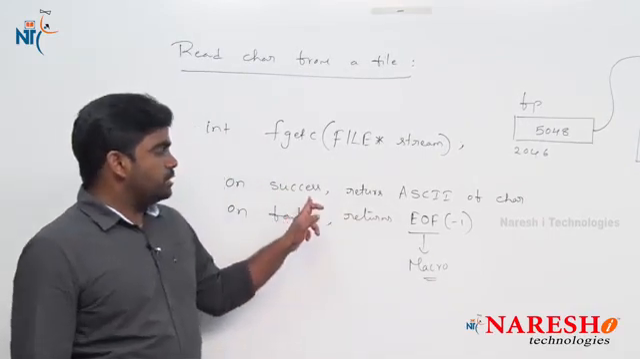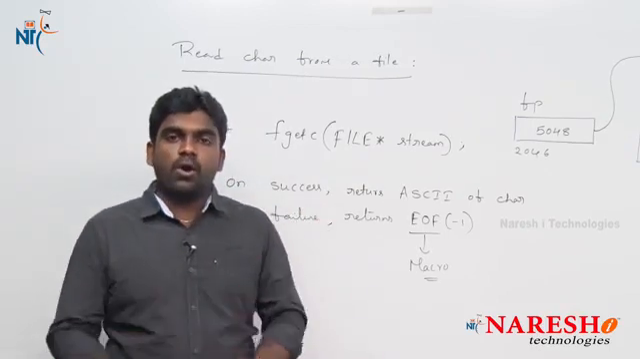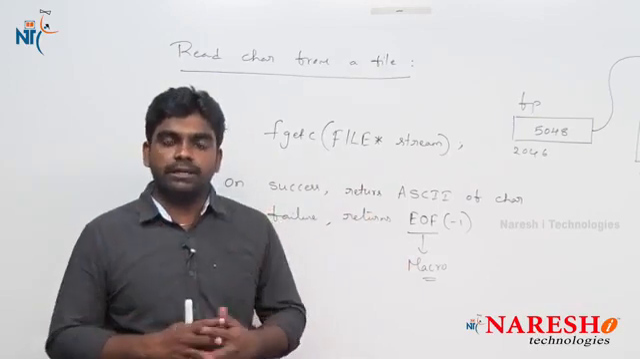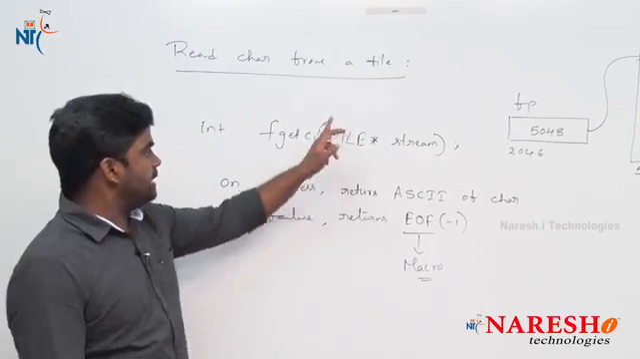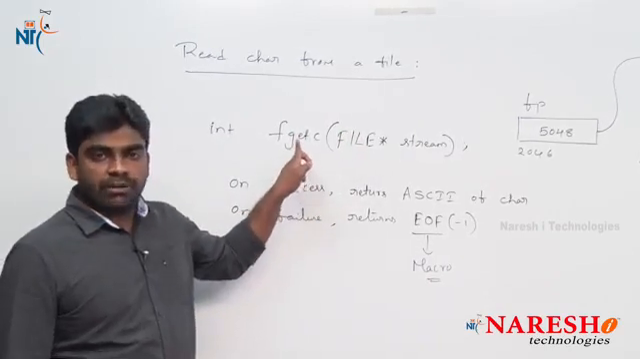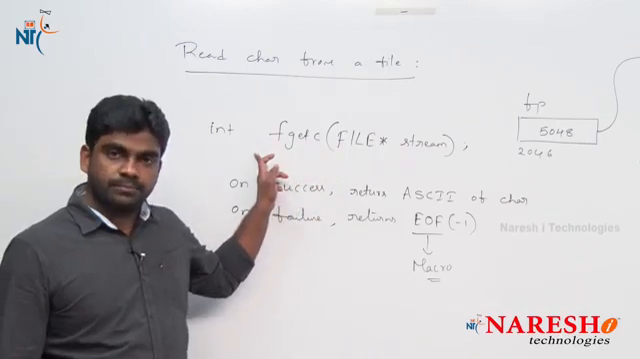So now based on these two things only, we have to read the entire content, all the characters of that file, into our system, into our program. How to read the information? Once again, the function name is fgetc, getting a character from the file. Right?